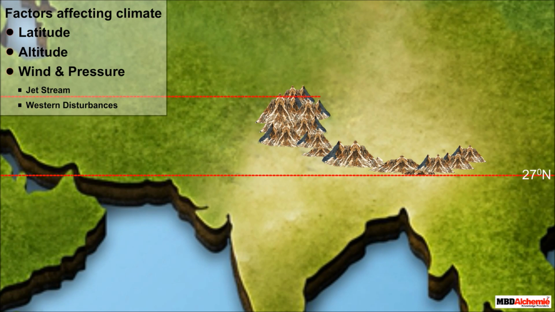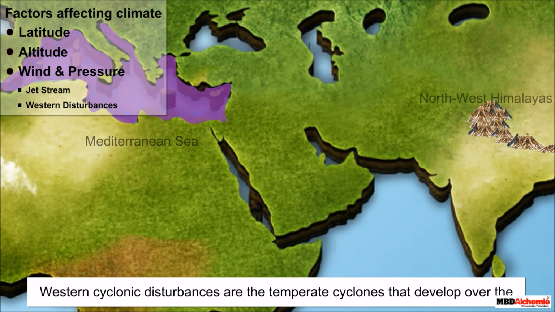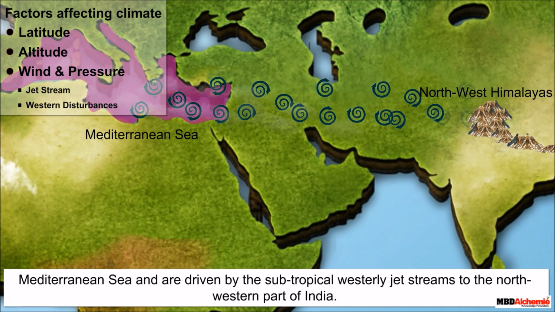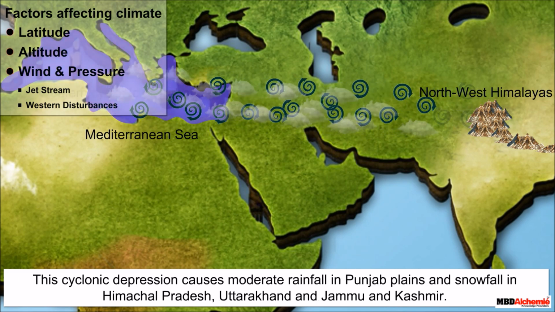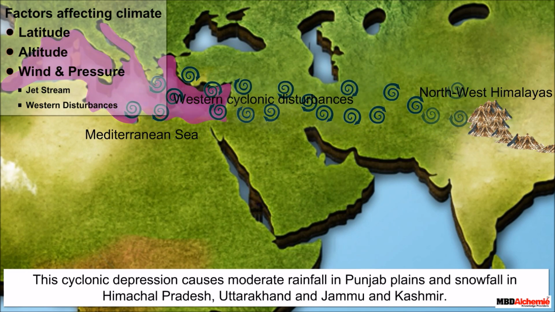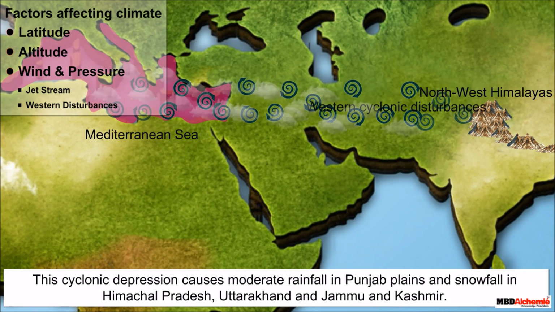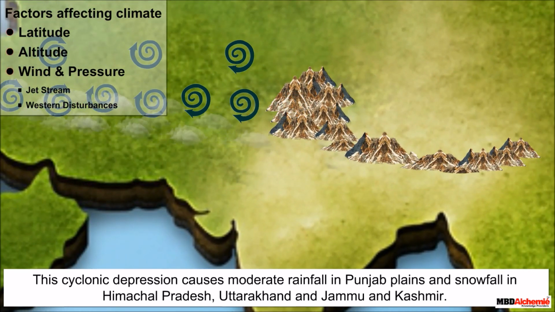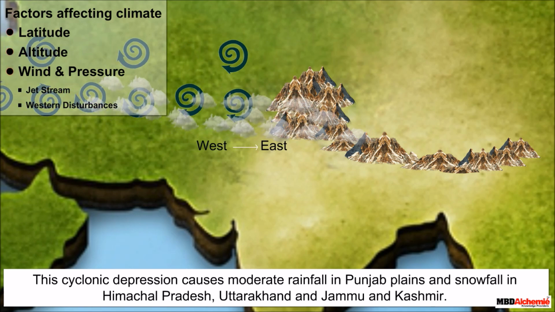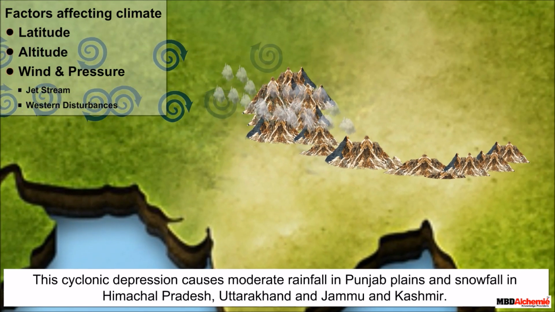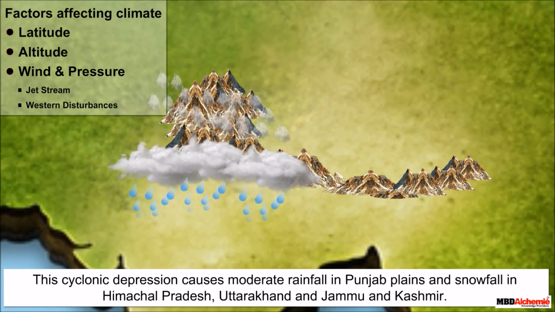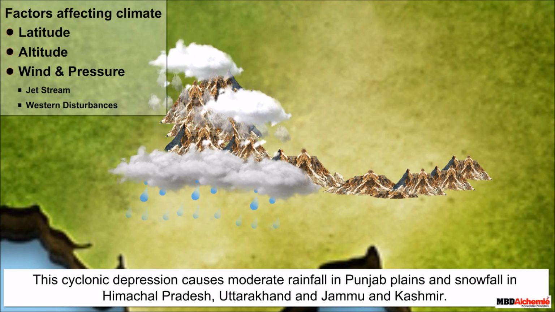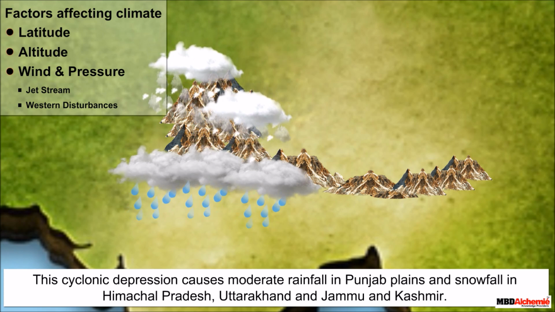Over 27 degrees 30 minutes north latitude, the subtropical westerly jet stream prevails. This is the region of the northwestern Himalayas. During the winter months, the cyclonic disturbances are driven by this westerly flow from the Mediterranean Sea region towards the northwestern part of India. This is a temperate cyclone that moves from west to east in the northern hemisphere. After reaching the Punjab plains of northwest India, the wind gets trapped and causes moderate shower on the plains and snowfall on the hills of Himachal Pradesh, Uttarakhand and Jammu and Kashmir.